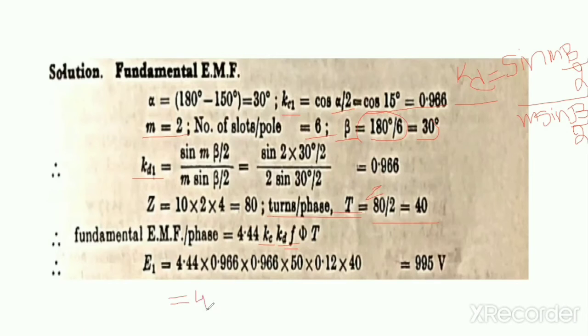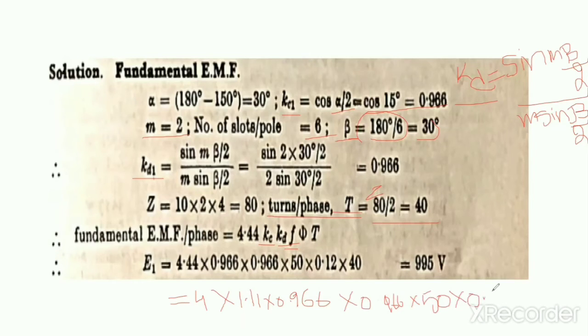Therefore, what is the EMF formula? That is 4 into Kf. What is the Kf value? That is 1.11 into, what is the Kc value? That is 0.966 into, what is the Kd value, the distribution factor? 0.966 into, what is the supply frequency? That is 50 hertz into, what is the flux?